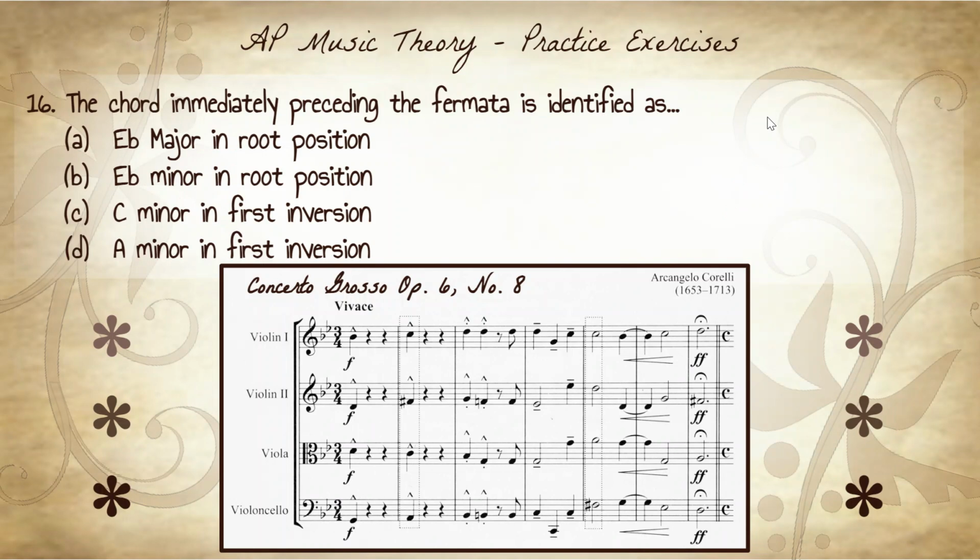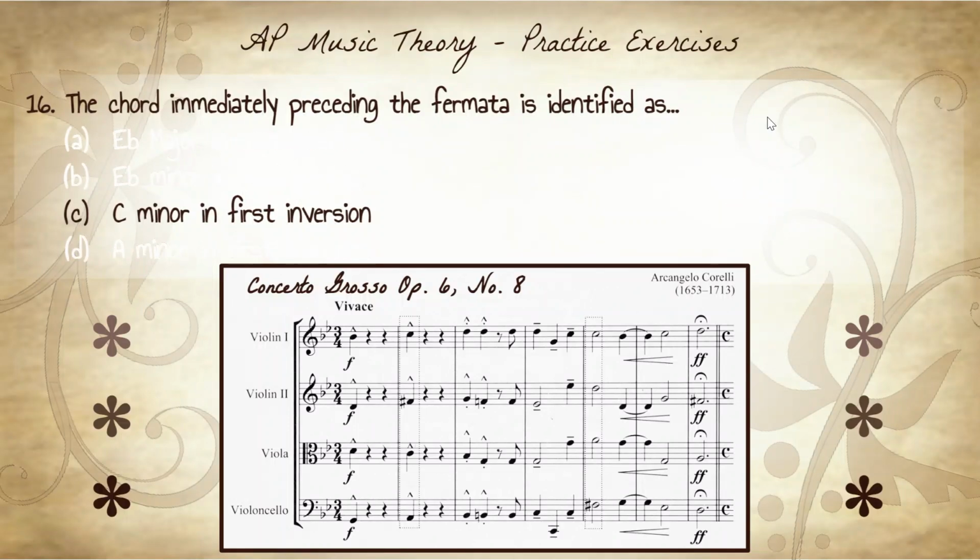Question 16. The chord immediately preceding the fermata is identified as A, E flat major in root position, B, E flat minor in root position, C, C minor in the first inversion, or D, A minor in the first inversion. The correct answer is C. The chord preceding the fermata is a C minor triad in first inversion. The chord is C, E flat, G, and E flat is in the bass.